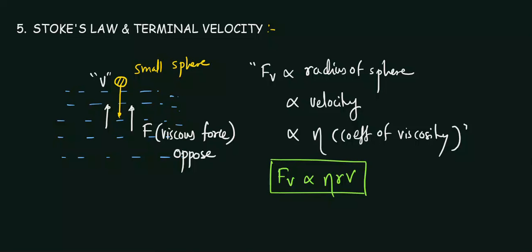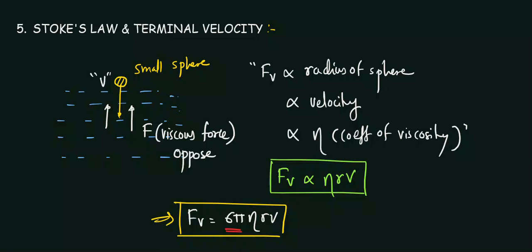And if you write down the mathematical expression for this, if you remove this proportionality constant, the final answer comes out to be like this: 6 pi eta Rv. So here this 6 pi is the proportionality constant. Using the experiments, they have written this constant that is equal to 6 pi.